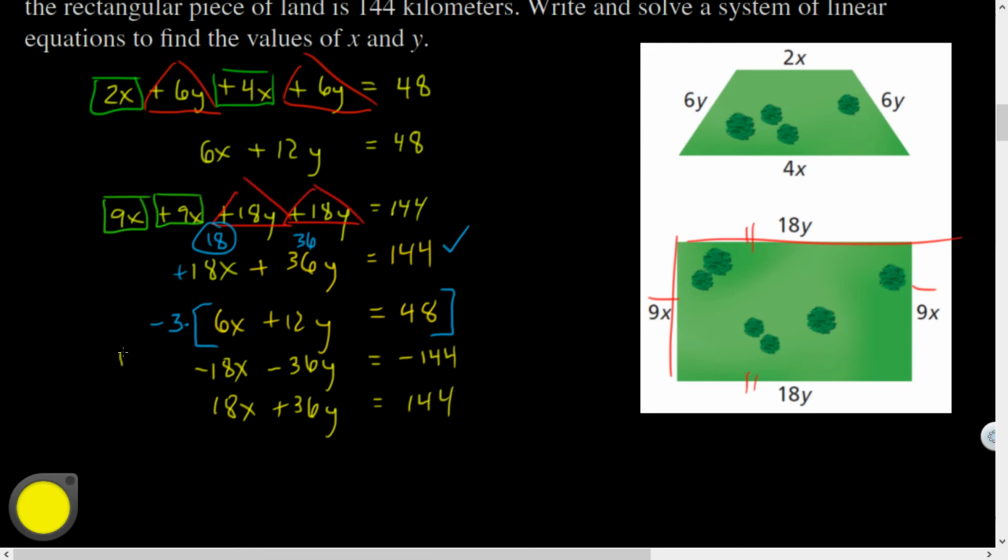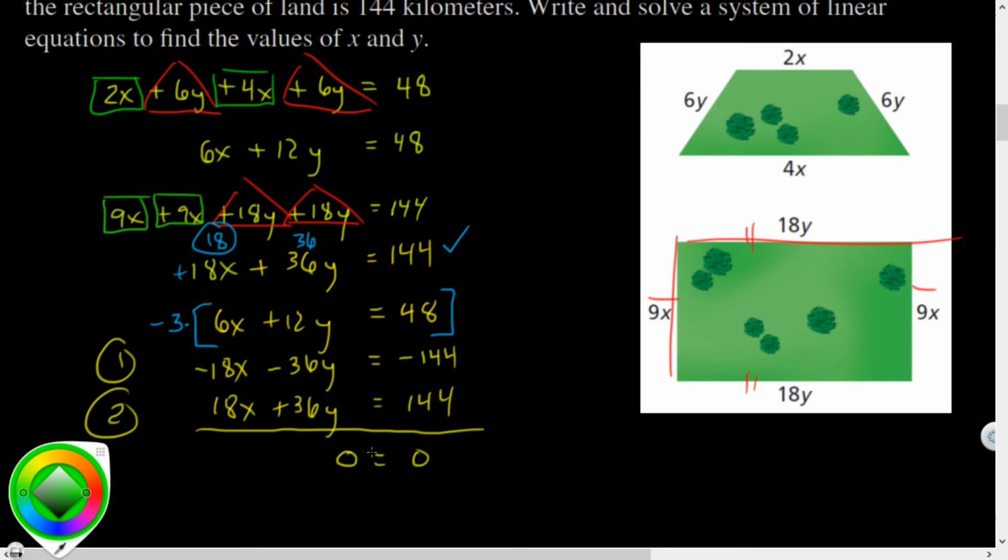So that was step 1, right? And now step 2, I'm adding them up. 0 plus 0 equals 0. I get 0 equals 0. Is that a true statement? Yes. So that means that there are infinitely many solutions. Crazy. Infinitely many solutions.